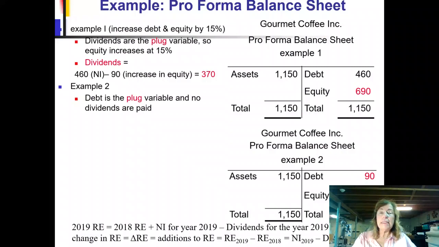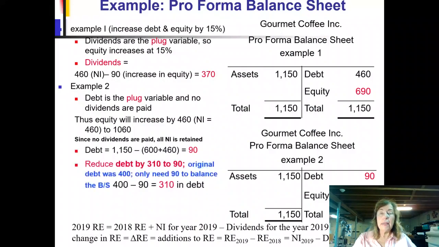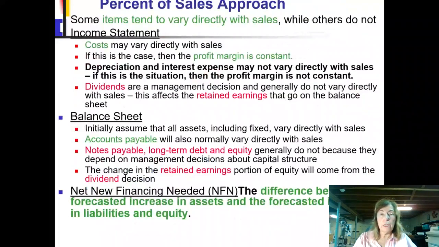In our second example, we are going to let our equity increase by the full $460 of retained earnings. Therefore, we will not need too much debt. Debt will be our plug variable, and it will go down from $400 to $90. We will be repaying a lot of debt. So we need to make that decision how we might change our capital structure.